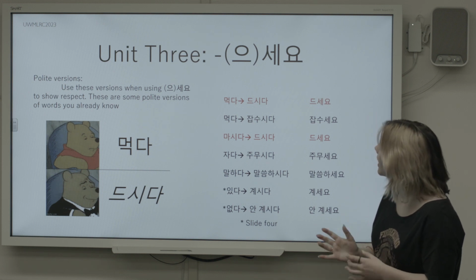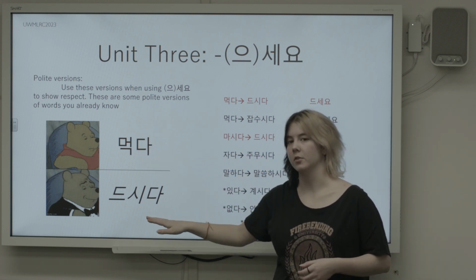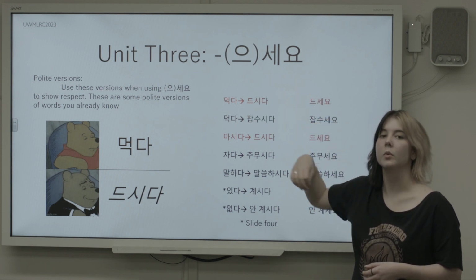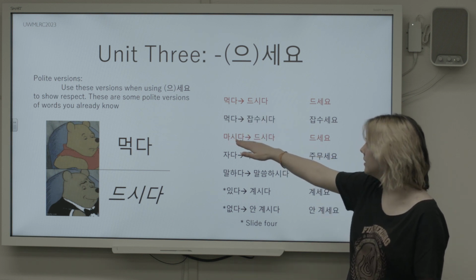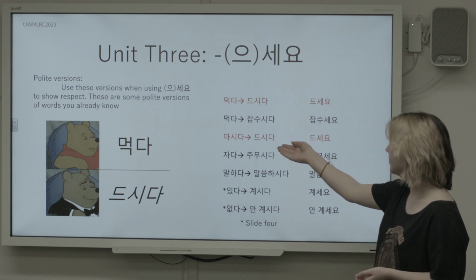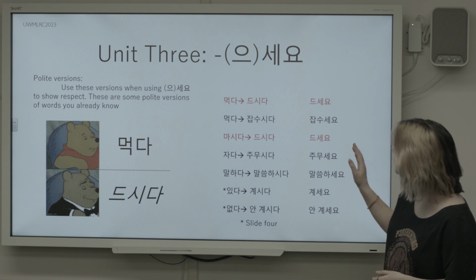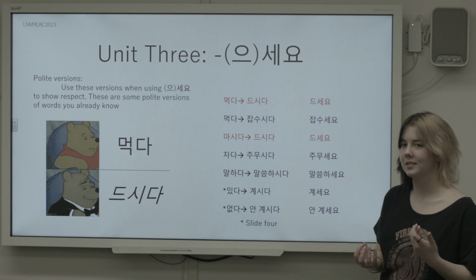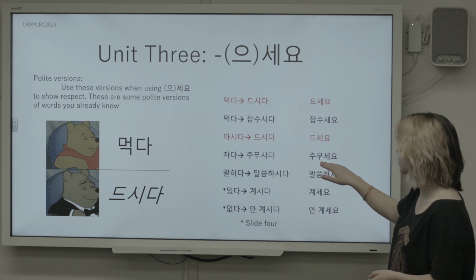In addition to all of this, you're going to need to learn some more words. There are actually polite versions of words that you already know. So like 먹다 actually has a more polite version, 드시다. So when you're using this form to show respect, you'll want to use these more respectful versions of words as well. So 먹다 and also 마시다 both use the same polite version of the word. So 드시다, conjugated as 드세요, means eat or drink. There's another way of saying 먹다, which is 잡수시다, 잡수세요, but that's not as commonly used.